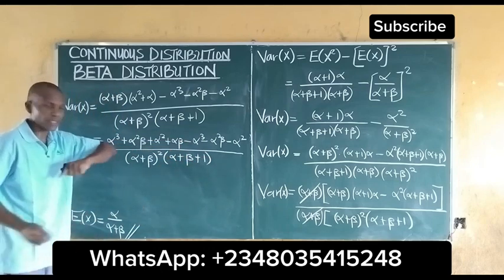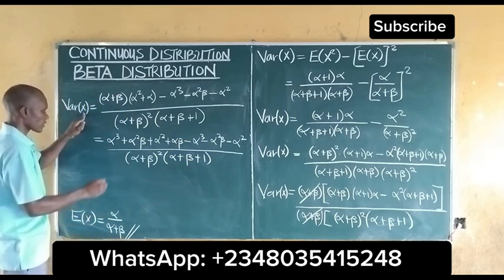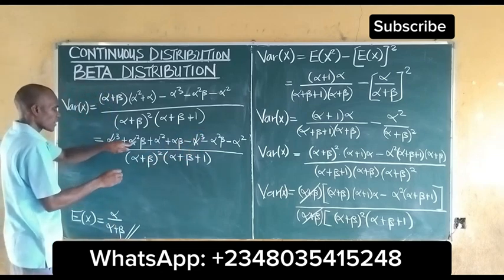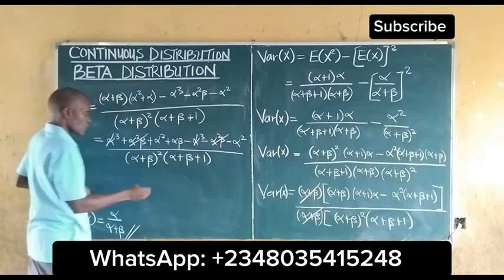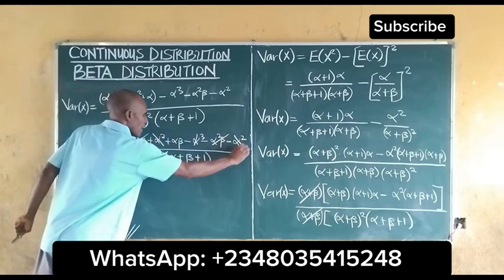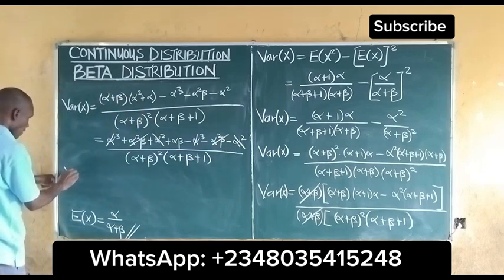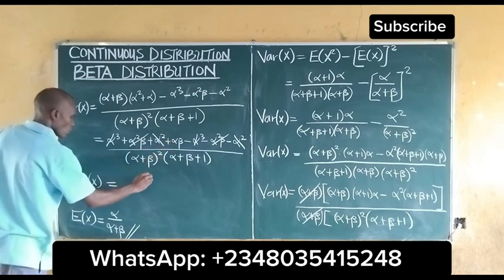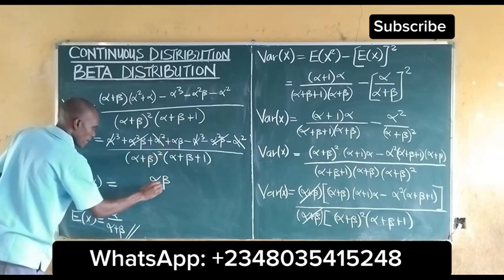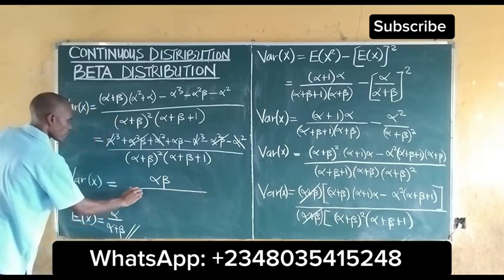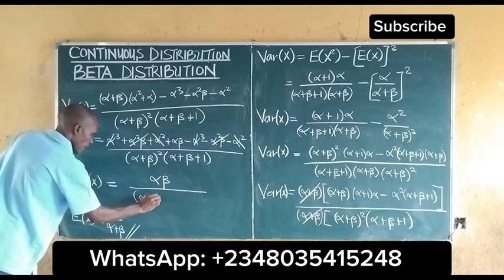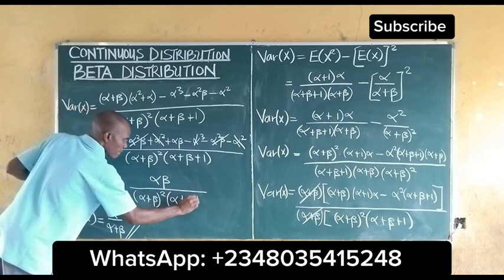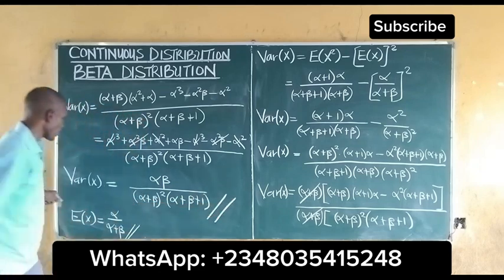Of course, some things here can cancel so that we get our variance of x. Alpha raised to the power of 3 will cancel alpha raised to the power of 3. Alpha squared beta will cancel alpha squared beta. Then alpha squared will cancel. It then means that our variance of x will be equal to what we have left, alpha beta all over alpha plus beta squared into alpha plus beta plus 1. So this becomes our variance.